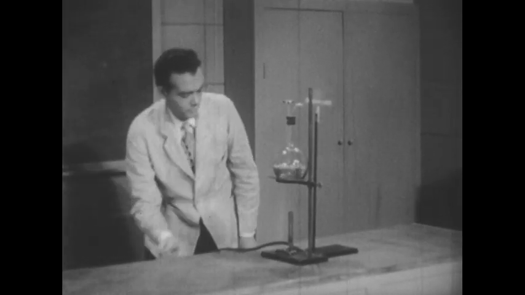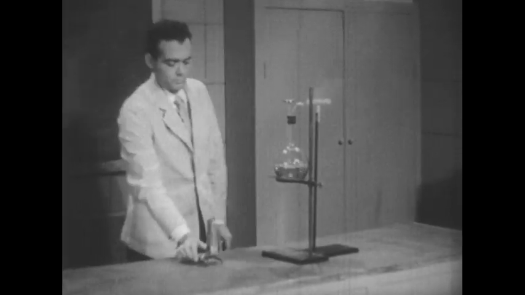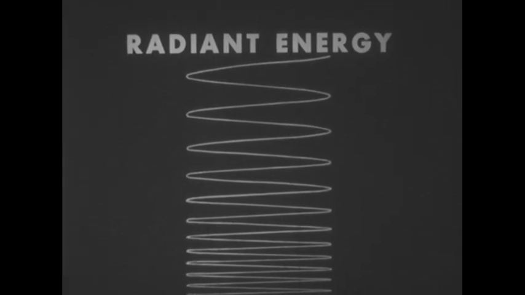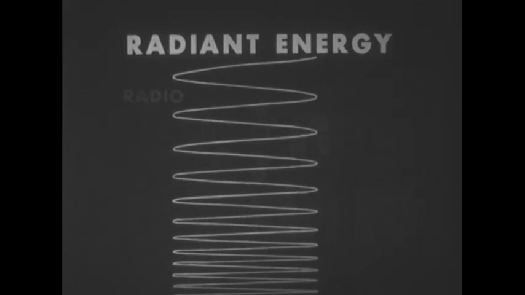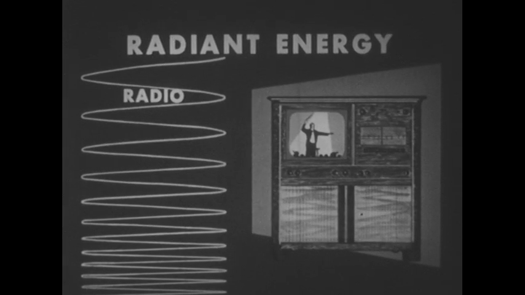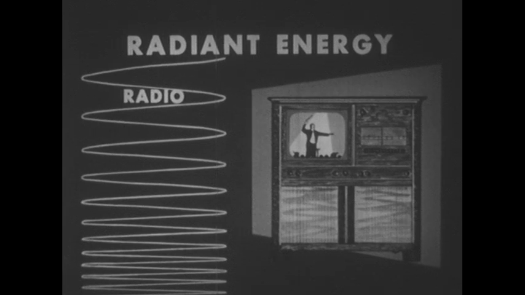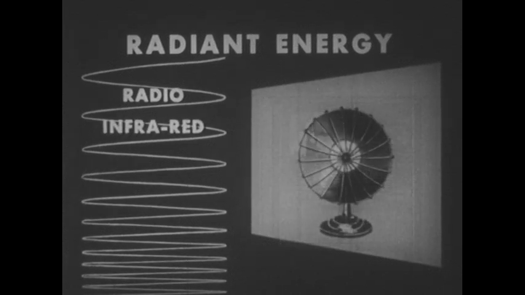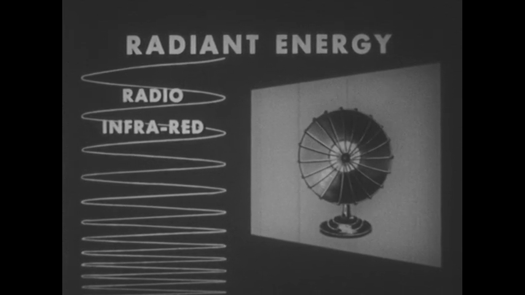Closely allied to heat are a number of other forms of radiant energy. Radiant energy travels through space in waves of different wavelengths. You've heard of radio waves and television. The energy travels in wavelengths from a quarter of a mile long down to a few feet in length. Infrared rays, a form of heat, are radiant energy with a wavelength shorter than 1/100th of an inch.